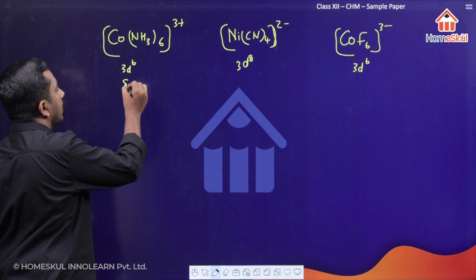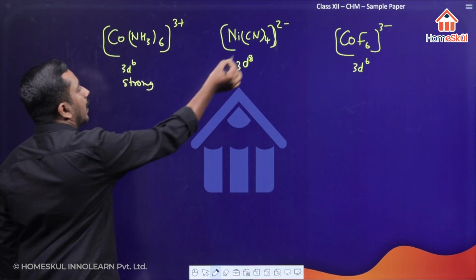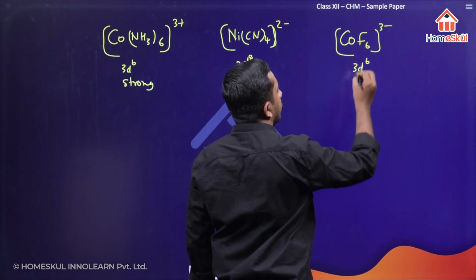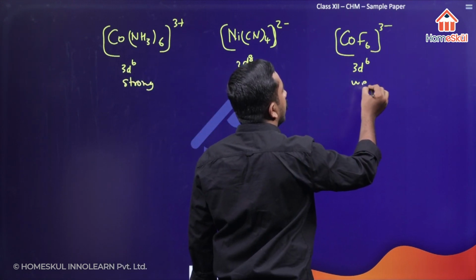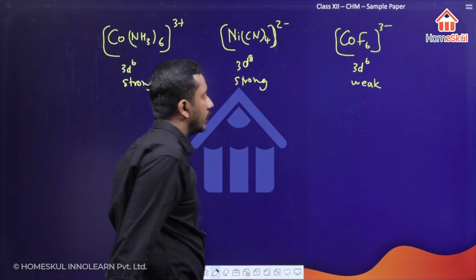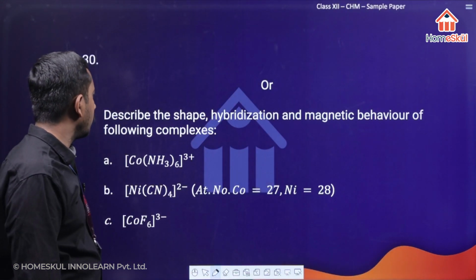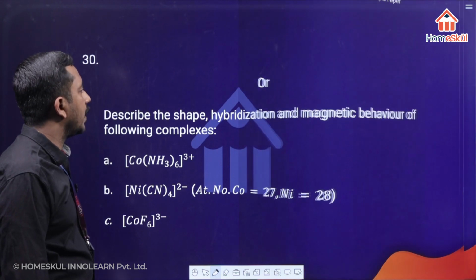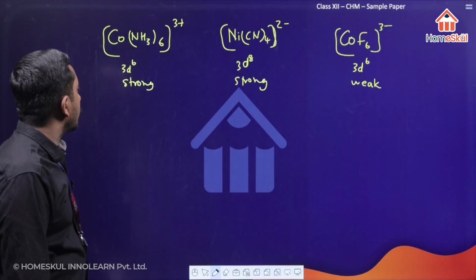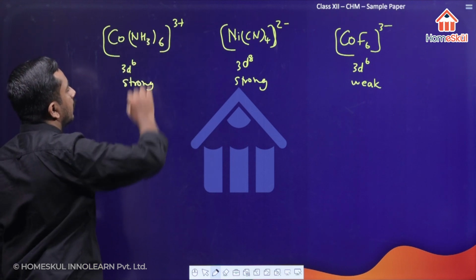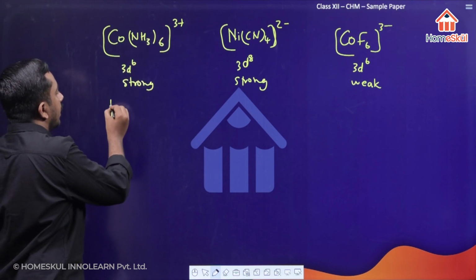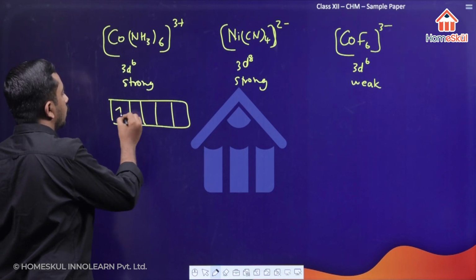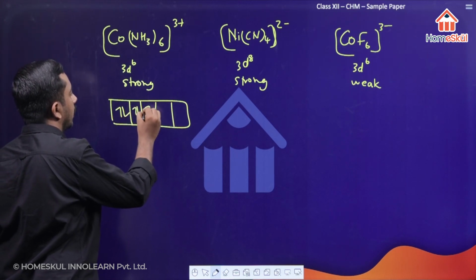So the ligand here, it is strong. Here also cyanide is a strong ligand. And in the third case, it is fluorine which is coming as the ligand, which is a weak ligand. Right. So now we have to find out the shape, hybridization and magnetic behavior. So since we have a d6 configuration in the first compound and the ligand is strong, the d6 configuration can be written as 1, 2, 3, 5, 6.